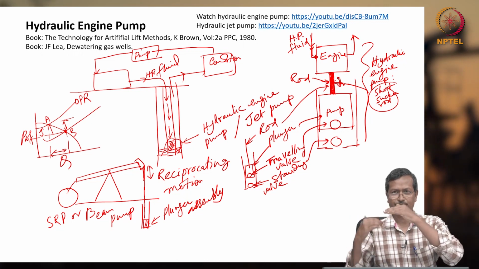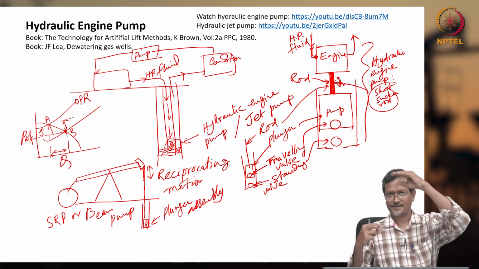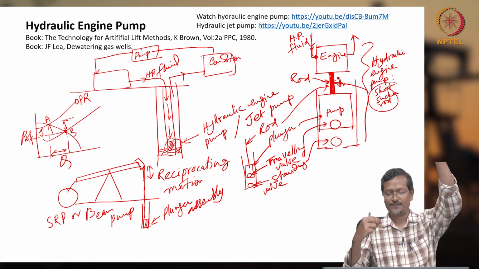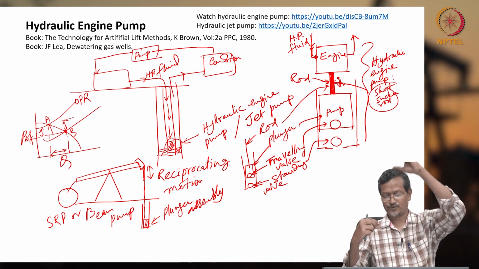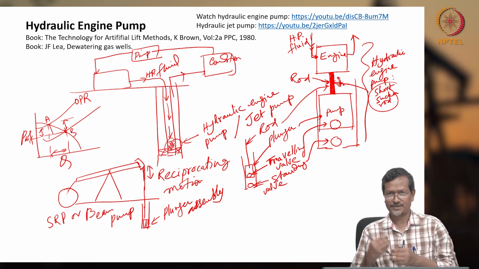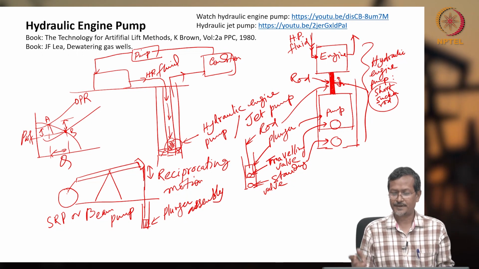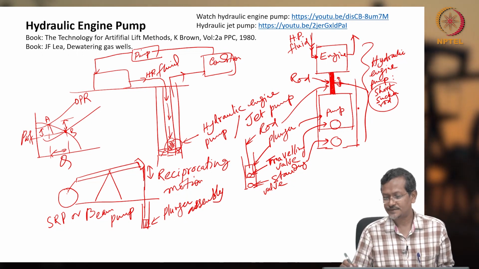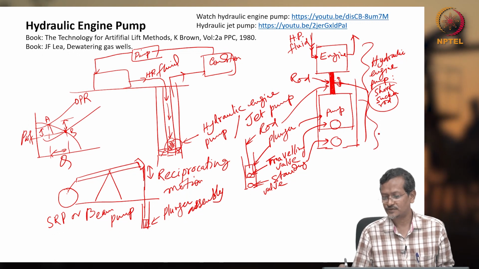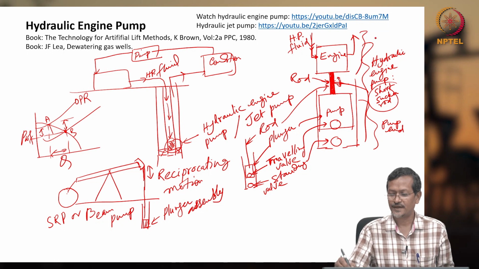So the pump part is having one traveling valve and standing valve. When the piston moves up, the standing valve opens and the traveling valve delivers fluid. When the piston or plunger moves down, the standing valve closes the path and fluid goes up. That way the pump part is working. In this hydraulic engine pump, this is called the pump end, and this is called the engine end.